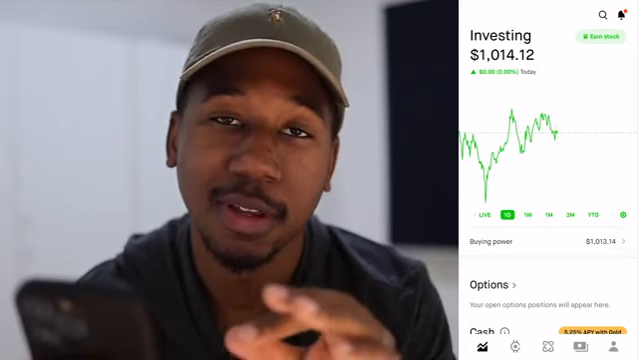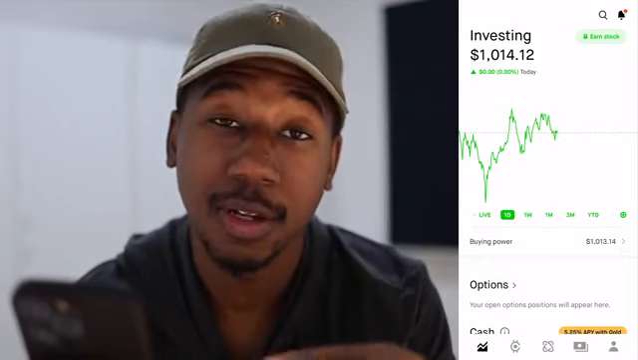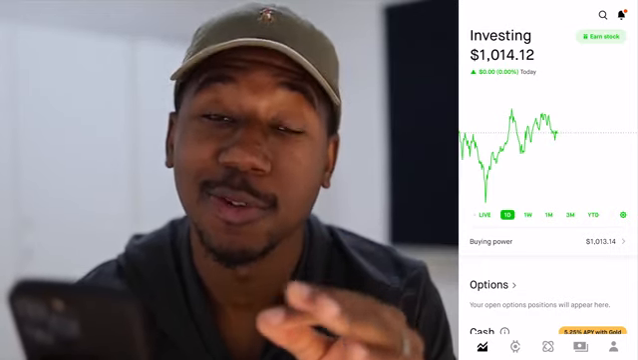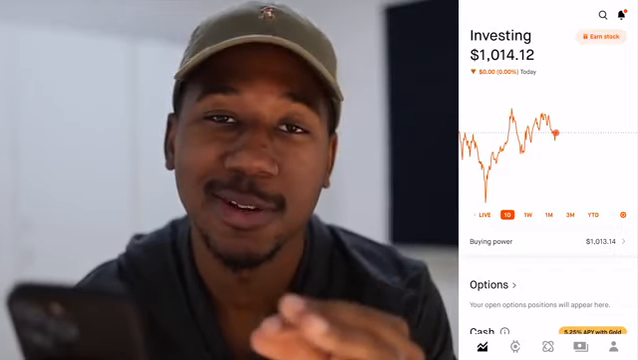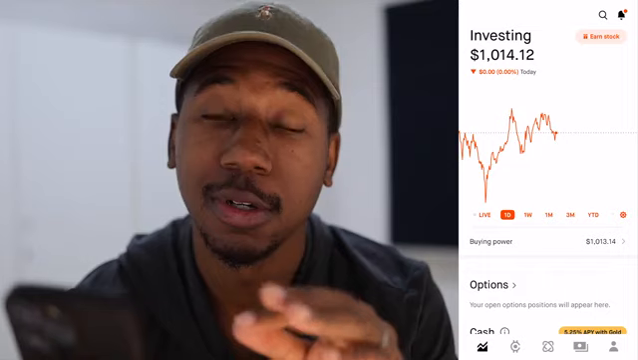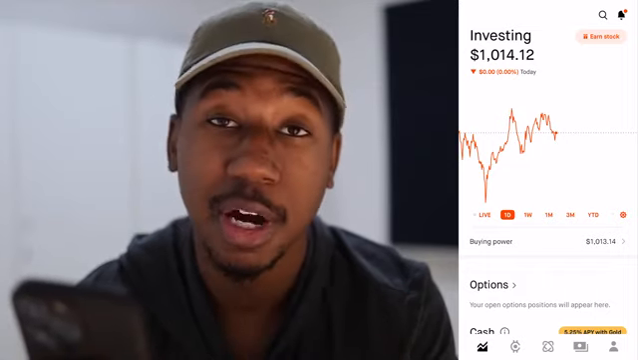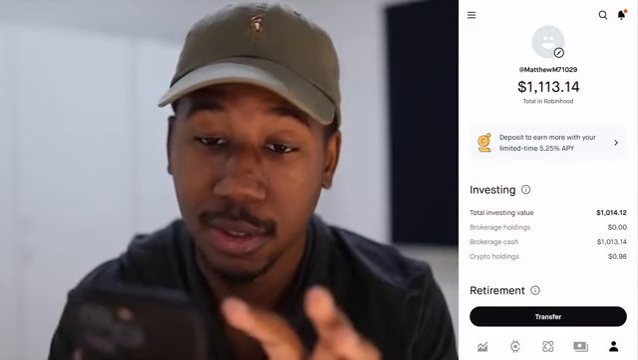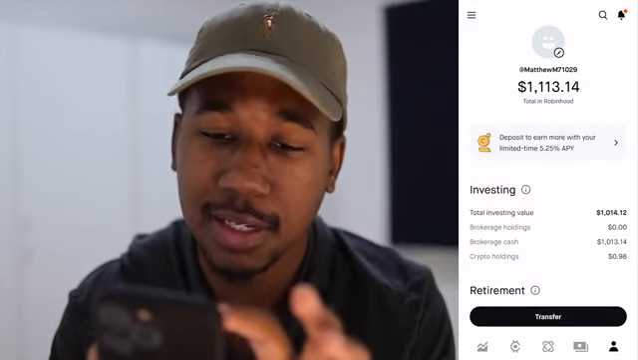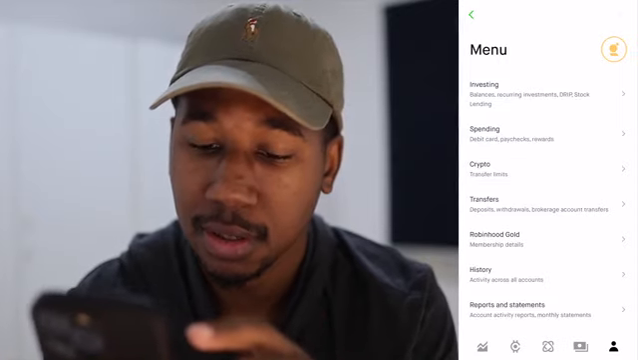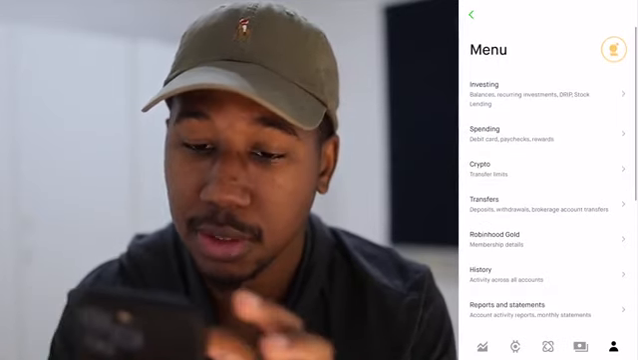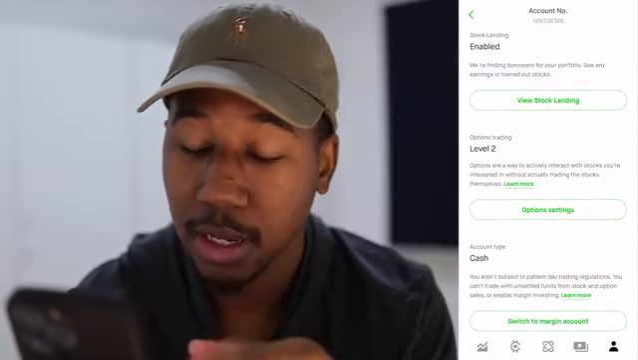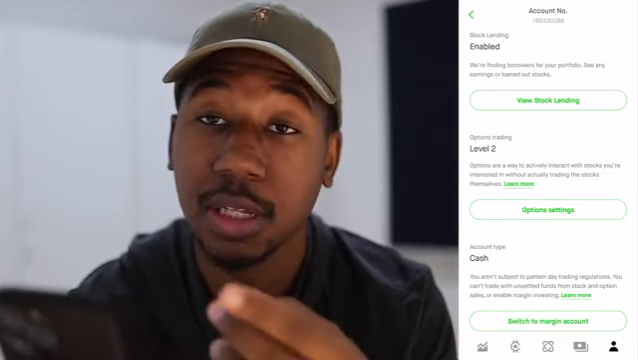All right, so here we are in the Robinhood app, and if you haven't already, the first thing that you're going to want to do is make sure that your account is even able or set up to trade options. So in order to do that, you're going to want to click on this little guy at the bottom right. You're going to want to click on the three little lines at the top left. Then you're going to want to, I believe, go to investing. Scroll down, and then right here it says options trading level 2 for me.